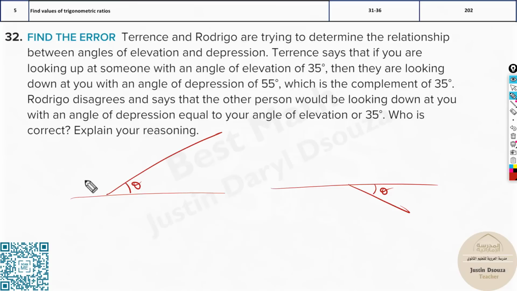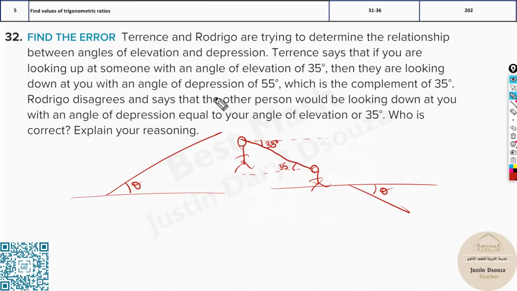Now here, imagine there are two people, this person and this person from below. This is the base. This is the base. The eyesight will always be parallel to each other. Now this first person is looking at the angle of elevation, so he looks up. From the base it's 35 degrees. Now when he looks down, how much will this angle be? They're alternating interior angles. It has to be the same.